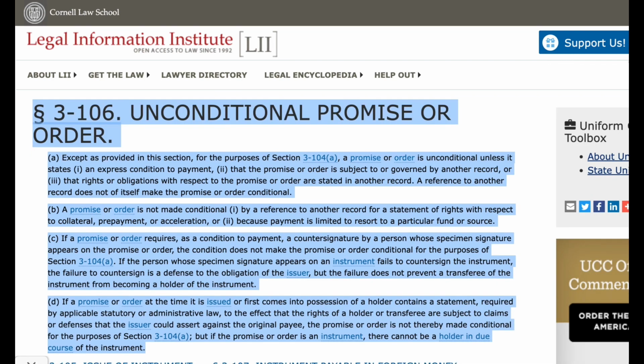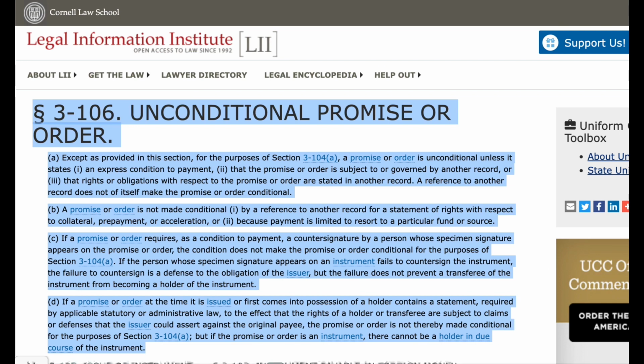Paragraph 3106. Unconditional promise or order. Primary tabs. A. Except as provided in this section, for the purposes of Section 3104, a promise or order is unconditional unless it states: 1. an express condition to payment; 2. that the promise or order is subject to or governed by another record; or 3. that rights or obligations with respect to the promise or order are stated in another record. A reference to another record does not of itself make the promise or order conditional.